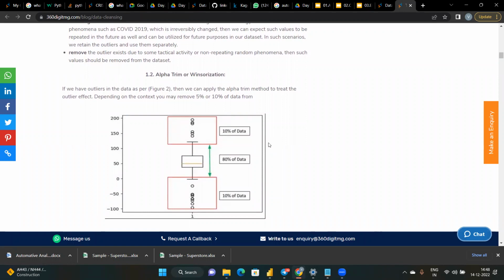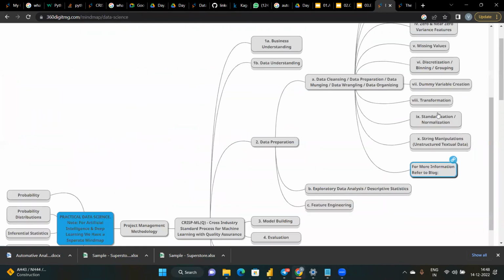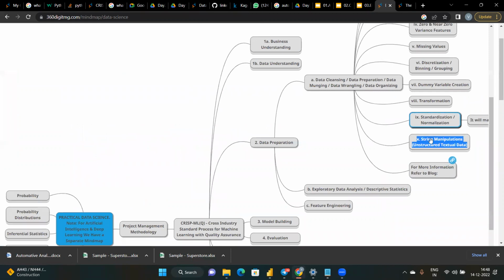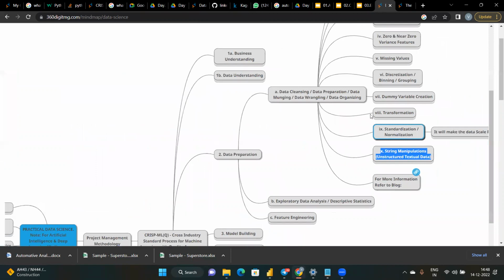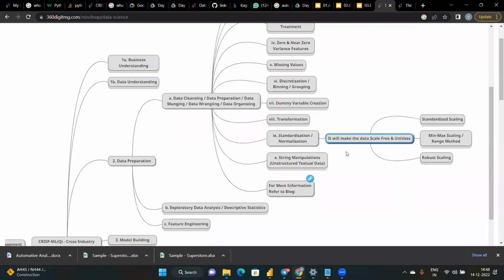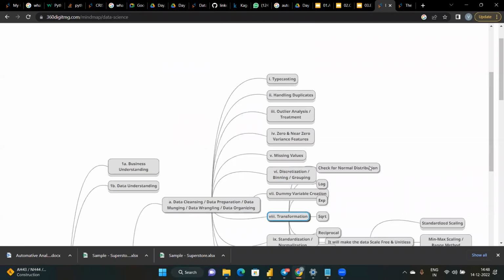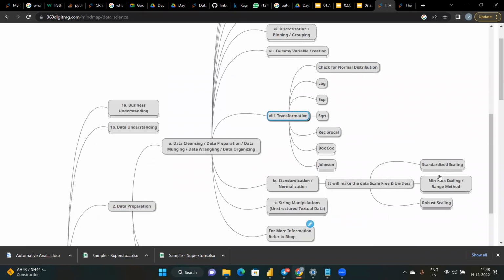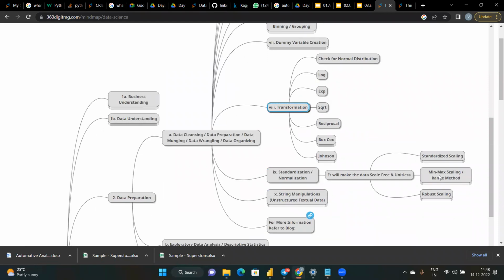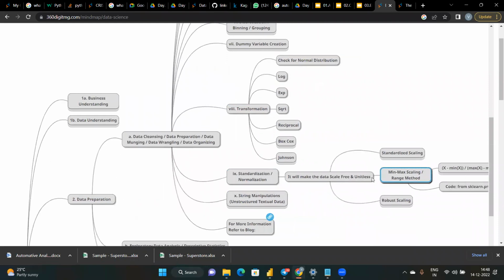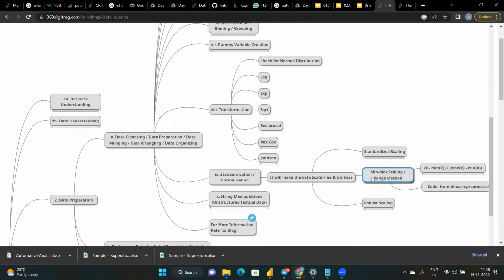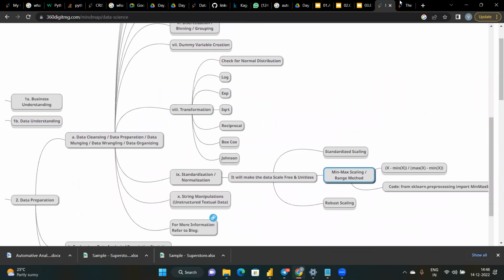So when you go to the mind map, when I click on this standardization or normalization, you can see it will make the data scale-free and unitless. And we have different types of things, and you can go for this transformation. We have checks for normal distribution, square root, and everything. So guys, when I go to this minimum maximum scaling, we have minimum and maximum, and the library is sklearn.preprocessing import MinMaxScaler.